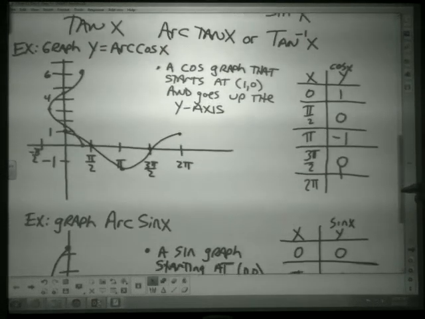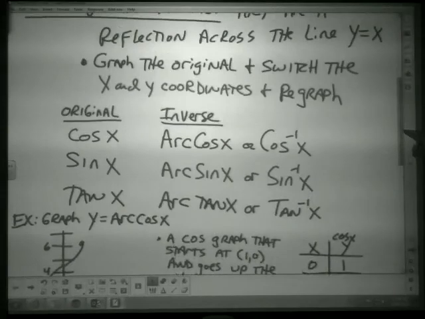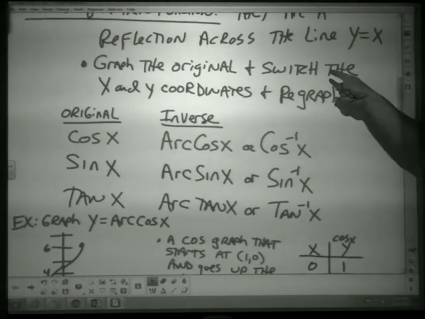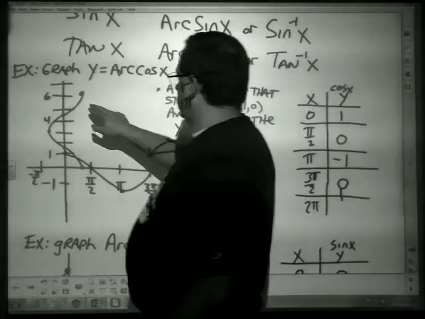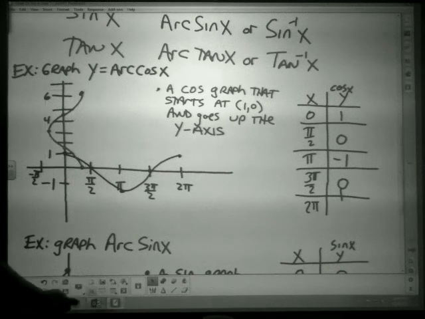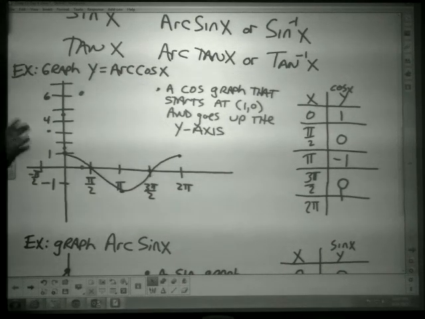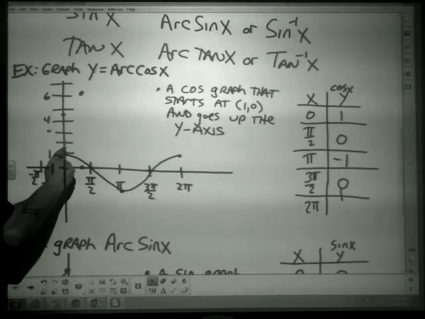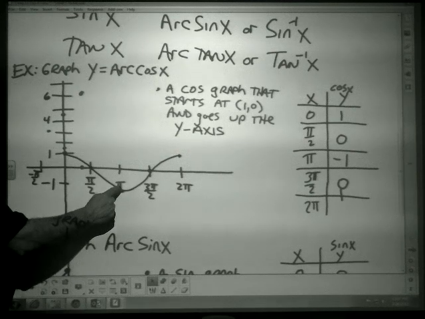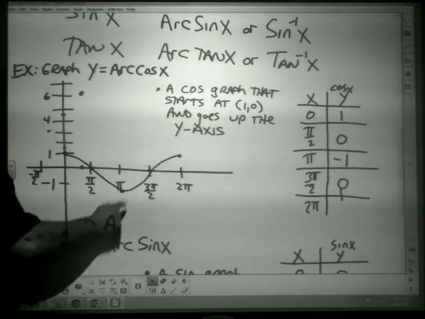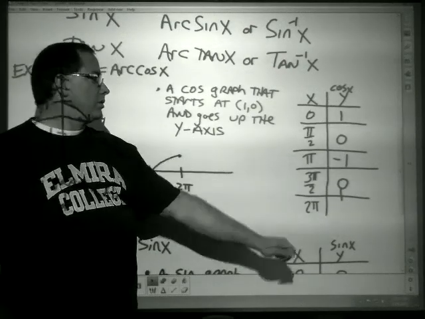So for example, let's graph arc cos. Well, what did we say? You have to graph the original, switch x and y, and regraph. So I graph the original. Here's my original cos graph, just a standard y equals cos. So it starts at 1, 0 at pi over 2, -1 at pi, 0 at 3 pi over 2, back to 1 at 2 pi. I make a table of values.